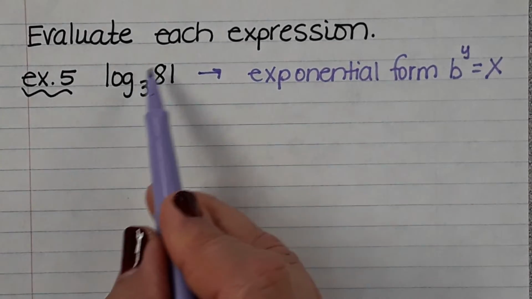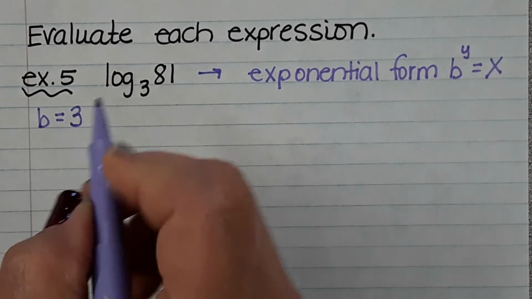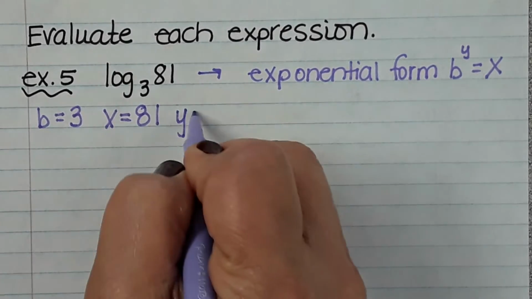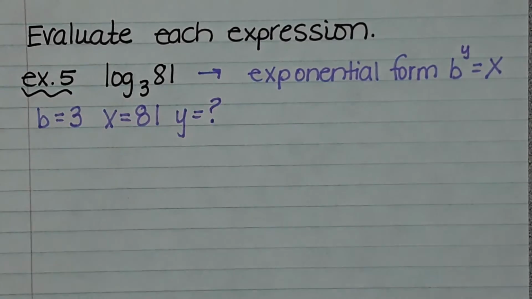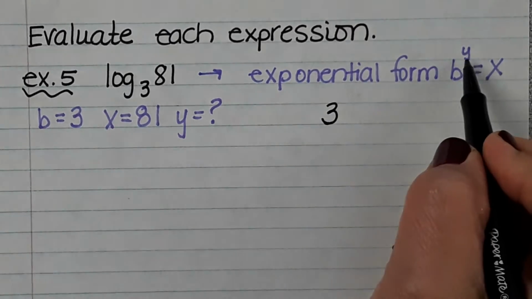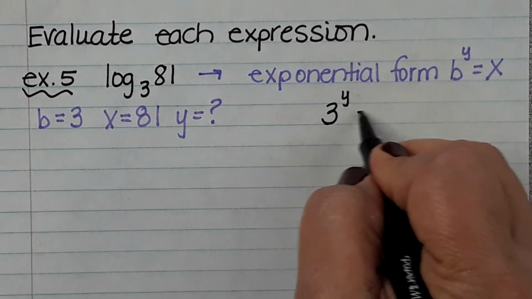Okay, so looking at this, what is b? 3. What is x? 81. We don't have a y. So we're looking for the y. So if you're looking for the y, the variable will be the y. So what is the b? 3. So we're going to rewrite it. So the b is 3. Do we know y? So we're going to write y. And then x equals? 81.